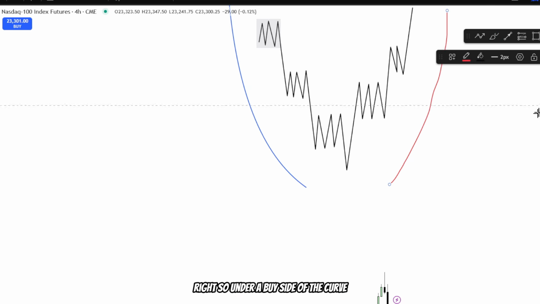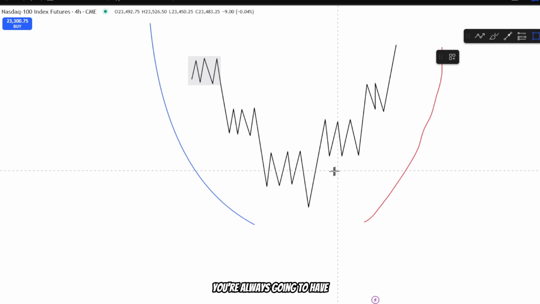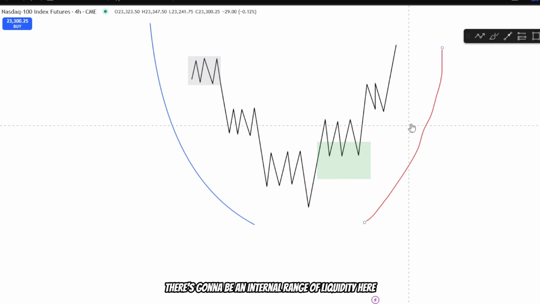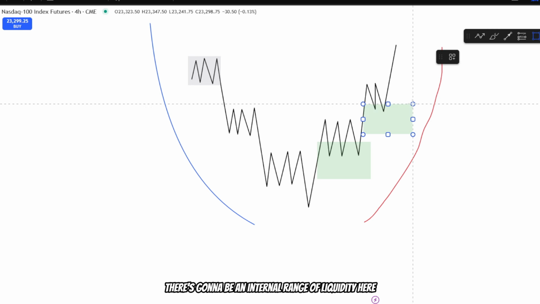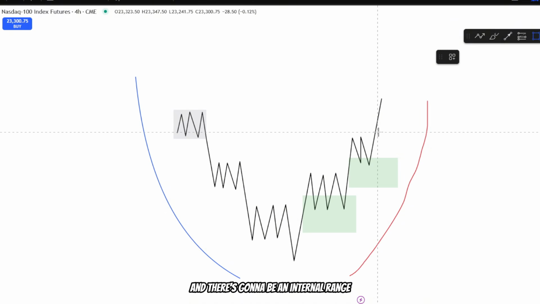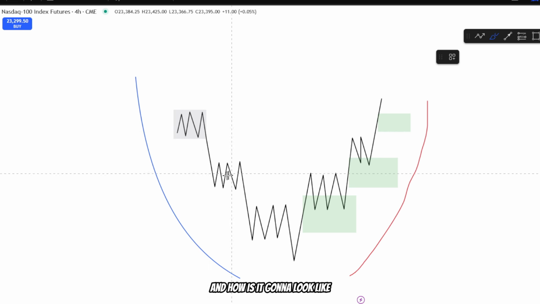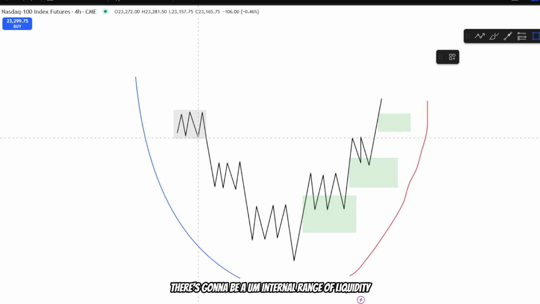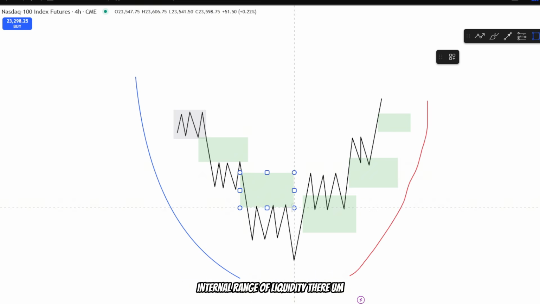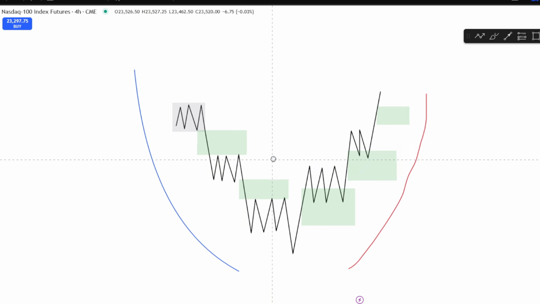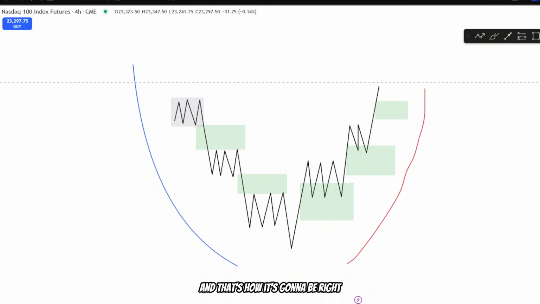So under a buy side of the curve, you're always going to have an internal range of liquidity. So there's going to be an internal range of liquidity here, here, and here, right? And how's it going to look on the sell side of the curve? Every time there's an expansion, there's going to be an internal range of liquidity. So internal range of liquidity there, internal range of liquidity there. And that's how it's going to be, right?